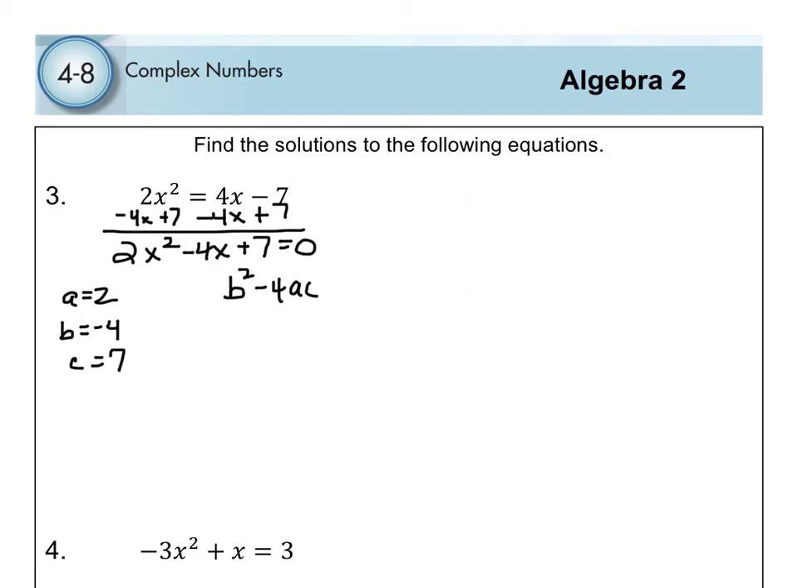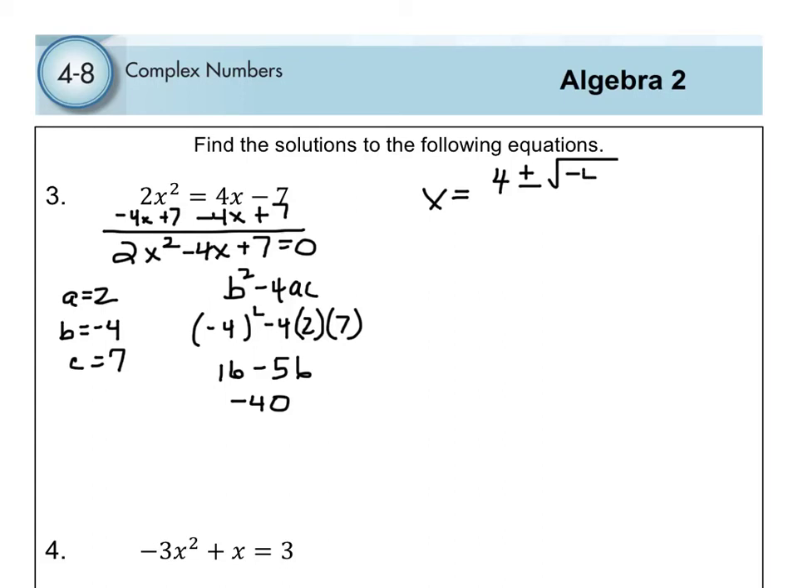Okay, I do the discriminant first. So b squared is negative 4 squared, minus 4 times a, which is 2, times c, which is 7. Negative 4 squared is 16. 4 times 2 is 8. 8 times 7 is 56. So I've got 16 minus 56, which happens to be negative 40. Okay, so again, I'm going to plug it into the quadratic formula. The opposite of b is 4, plus or minus the square root of negative 40, all divided by 2 times a, which again happens to be 2. It's not always going to be 2. So 2 times 2 is 4.